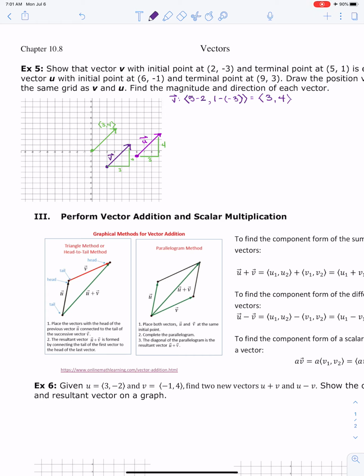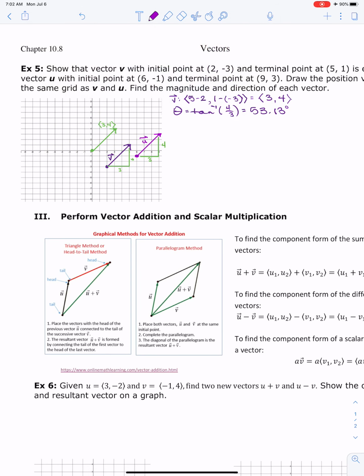My direction, we want to make sure we crank that out. Again, double check really quick. Make sure your calculator is set to degrees. And we get 53.13 degrees. It's going in the positive direction. Makes sense. Our vectors are going up to the right.